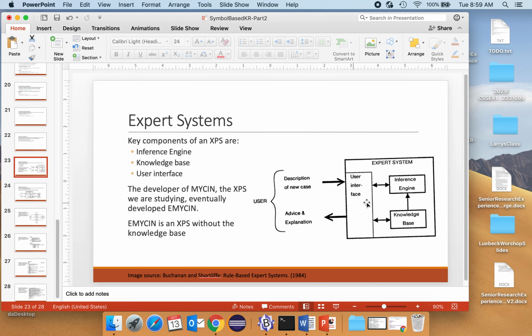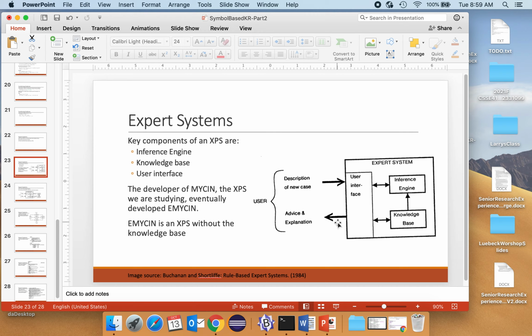There were three key components of an expert system. There was the inference engine, which combined the rules and did the algebra. There was a knowledge base, and we'll have a look at that in a moment. The knowledge base primarily consisted of those rules that we have seen. And then, of course, a user interface. These things were designed to be really, really user-friendly. And so the user, typically a medical doctor, would describe a new case through the user interface and work with it for a while, and then get some sort of advice and also explanations.